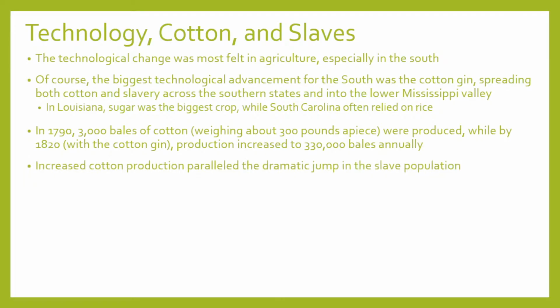Of course, with this increased cotton production, it also paralleled the increased slave population. So, for example, in 1790, there were about 700,000 slaves in the U.S. By 1820, it had risen to about 1.5 million. So that's a little more than doubling over the course of 30 years.